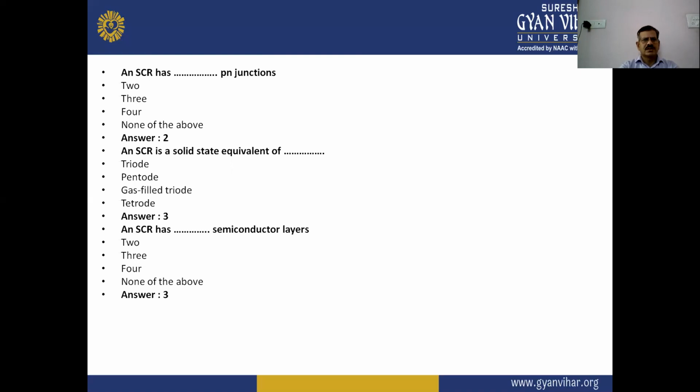Question one: an SCR, silicon controlled rectifier, has how many PN junctions? Option A, 2 junctions; option B, 3 junctions; option C, 4 junctions; option D, none of the above. The correct option is the second, because a silicon controlled rectifier has 3 PN junctions, J1, J2, and J3. So the SCR is a 4-layer, 3-terminal, and 3-junction device. The correct answer is option 2.